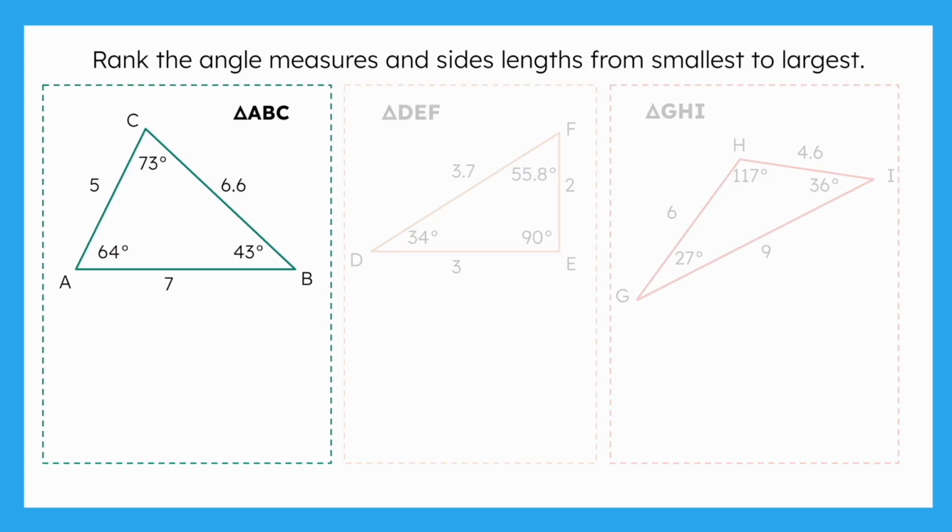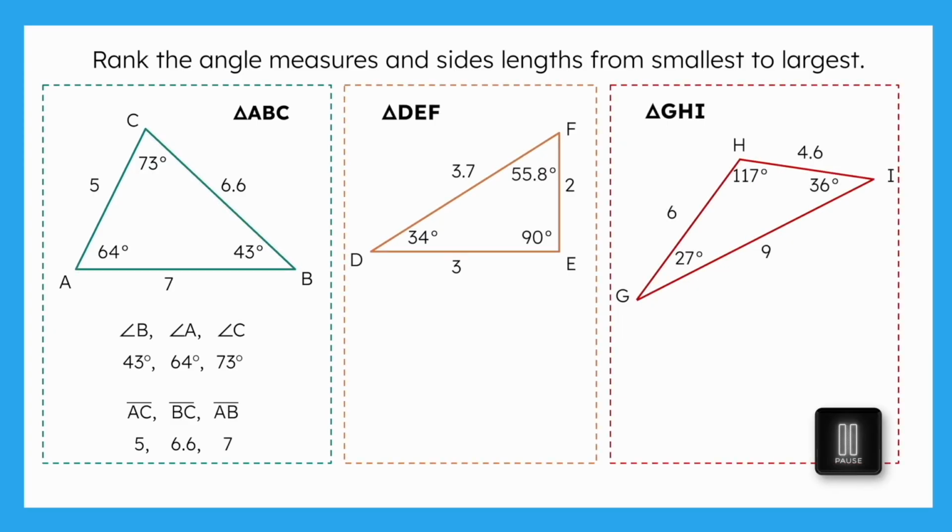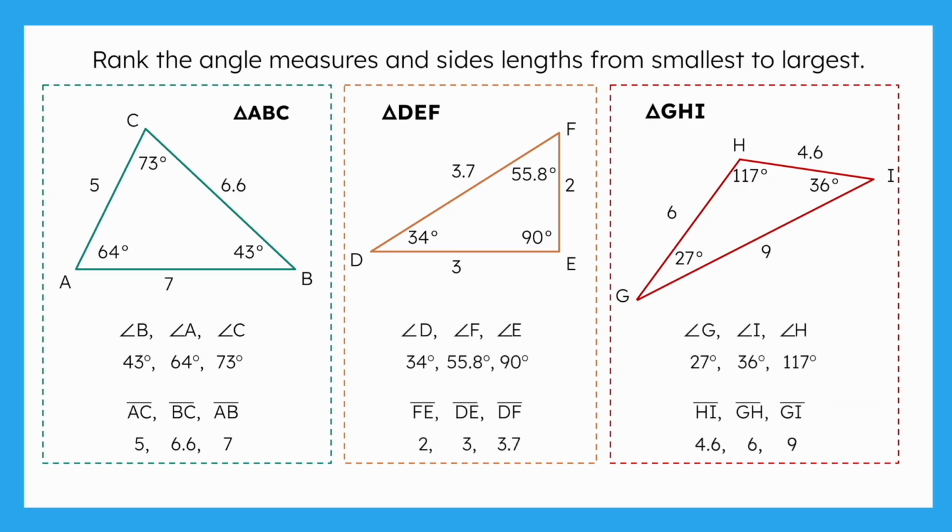For triangle ABC, we've got angle B, which is 43 degrees, then angle A, which is 64 degrees, and then angle C, which is 73 degrees. Easy enough. And the sides? Side AC, which is 5 units, then side BC, which is 6.6 units, and then side AB, which is 7 units. Pause and rank the angles and sides from smallest to largest for the other 2 triangles. Compare your work to mine and correct any mistakes before we move on.